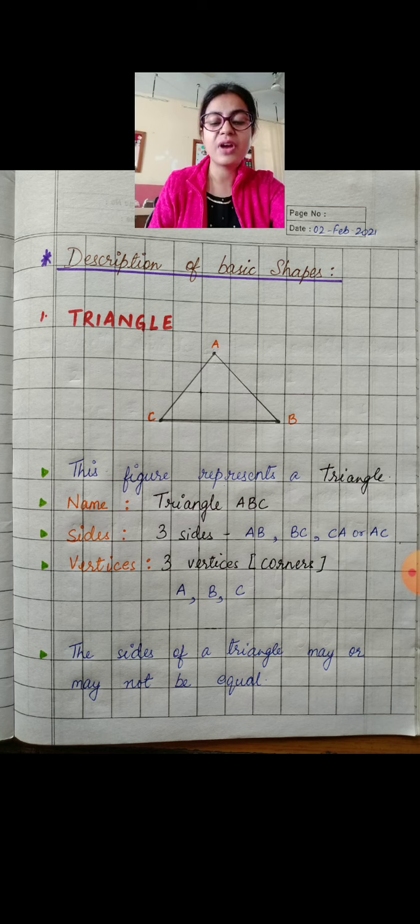The sides of a triangle may or may not be equal. ट्रायंगल के साइड्स या तो कभी बराबर हो सकते हैं या कभी इक्वल नहीं भी हो सकते. The most important point that you have to remember is, while you name a triangle, you always name a triangle with its vertices. हम जब भी किसी ट्रायंगल का नाम लिखते हैं, हम उसके कॉर्नर्स के हिसाब से लिखते हैं. This triangle has 3 corners, ABC, so the name is also triangle ABC. Okay.